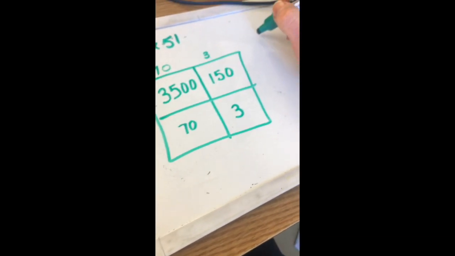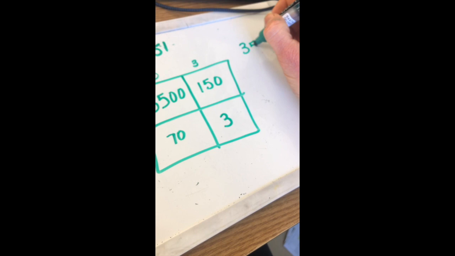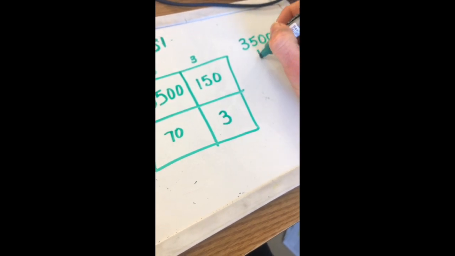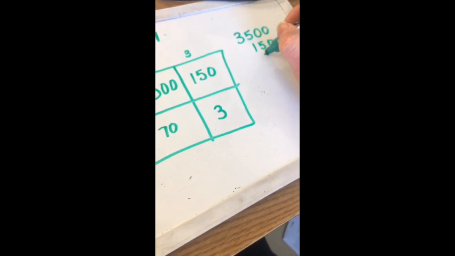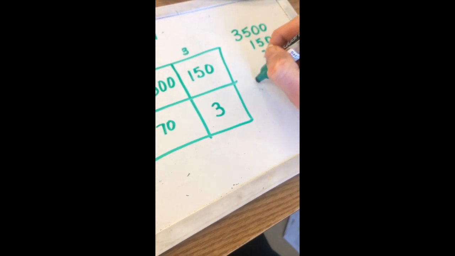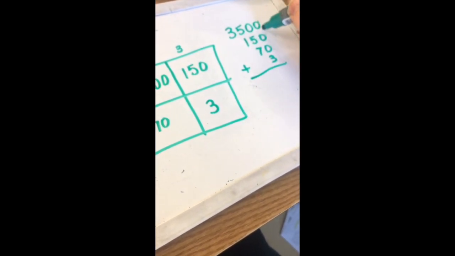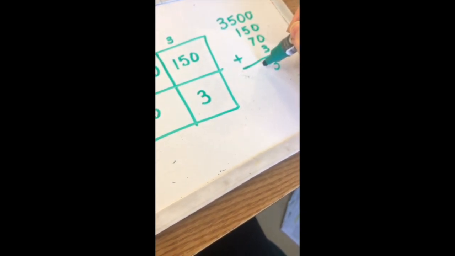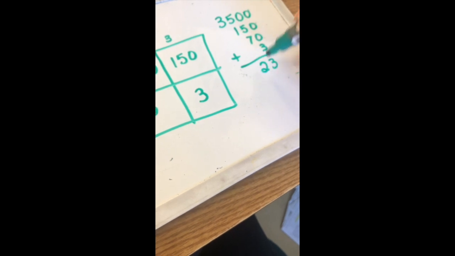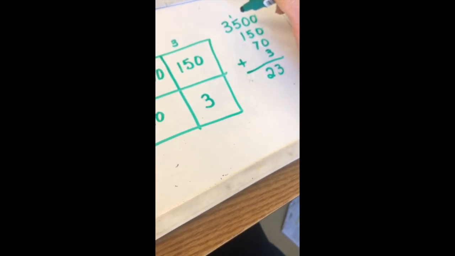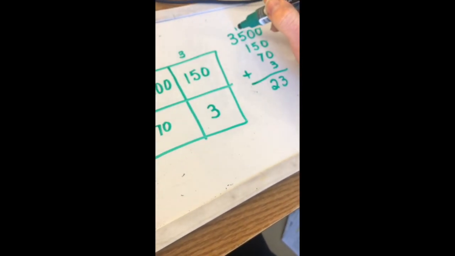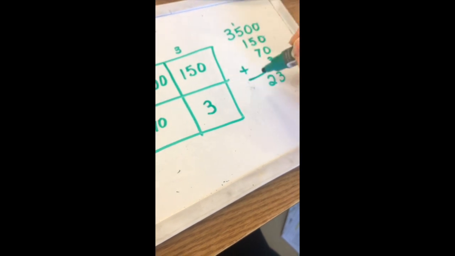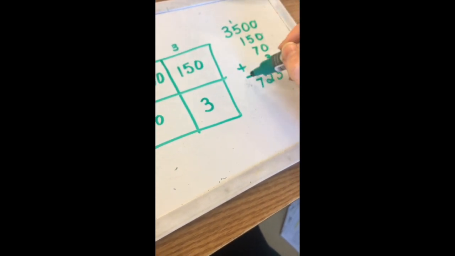I'm going to add them all up. Remember, stack them, keep them in order. 150, 70, and 3. 3,500. Okay, I know 5 plus 7 is 12. So I put my 2 there. Carry my 100 up there, right? 1 and 5 is 6, 7. 3, we have no more thousands to add.